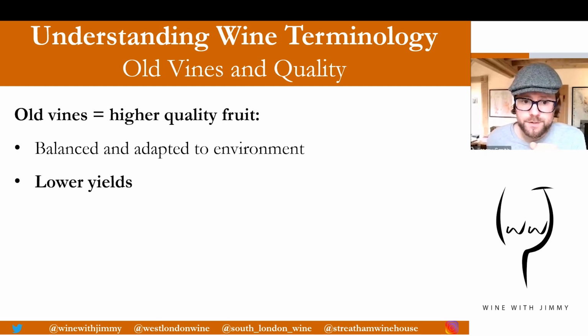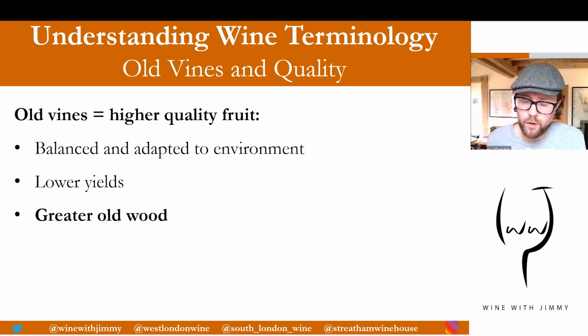Lower yields. It could be that they produce lower yields, and generally speaking, older vine fruit will produce lower yields, and that will lead to greater concentration in each grape. The vine's resources are actually shared amongst fewer grapes, so therefore there is likely to be better concentration in each grape. Also, the vines that we're looking at, these old vines, are generally more ancient looking. They are more structured and they have a lot of old wood.